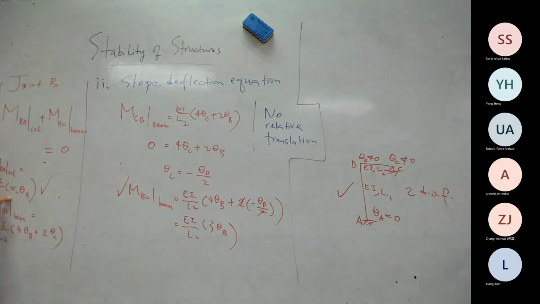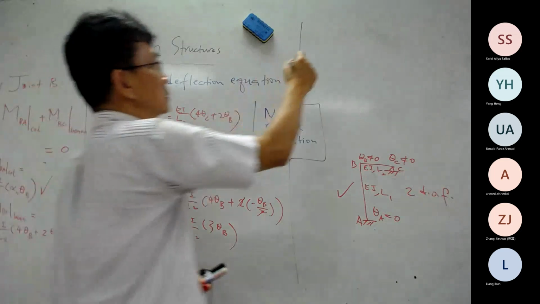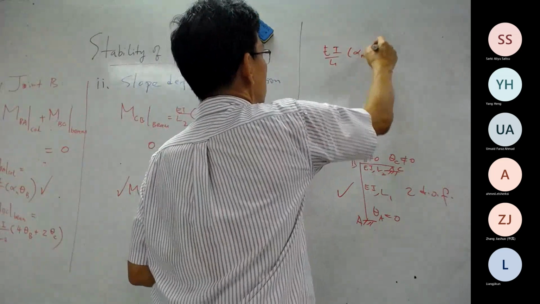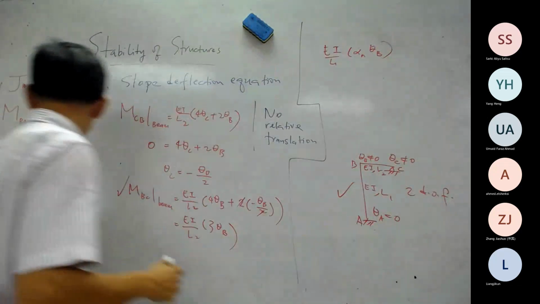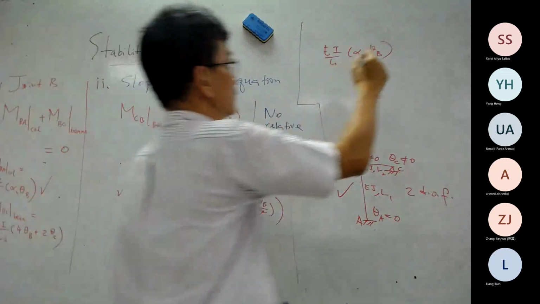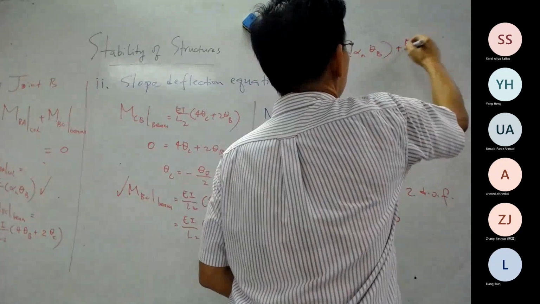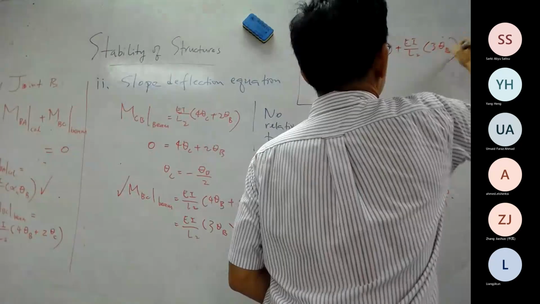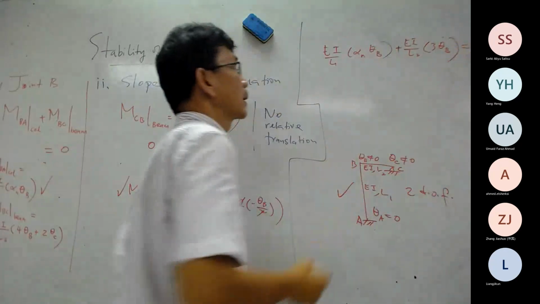Then we have EI over L1 times alpha n theta B plus three theta B equal to 0. Okay.